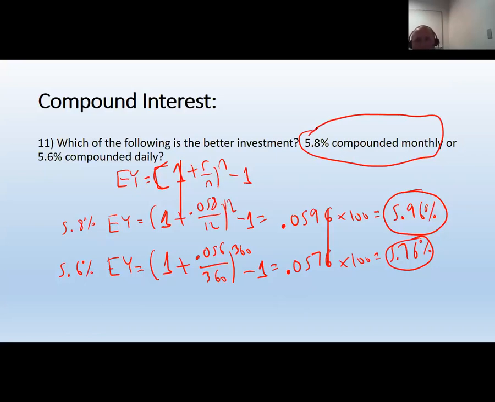So I got the better investment is the 5.8% compounded monthly because it's got a higher effective annual yield than the 5.6% compounded daily investment. So does anybody have any questions on this problem?